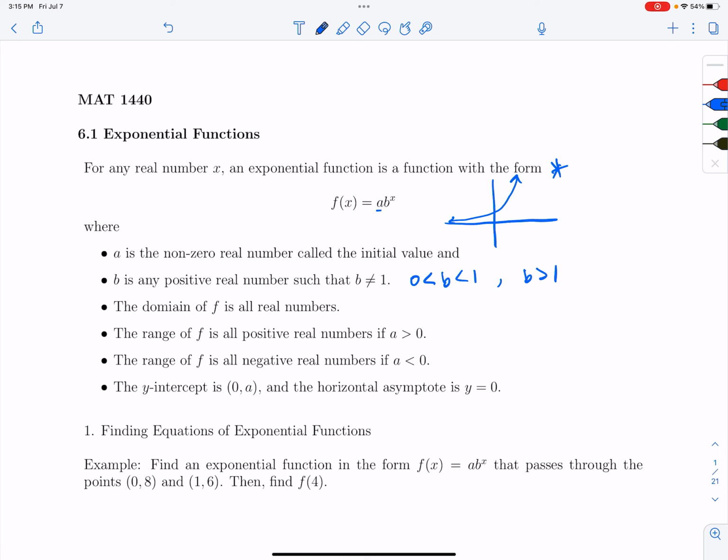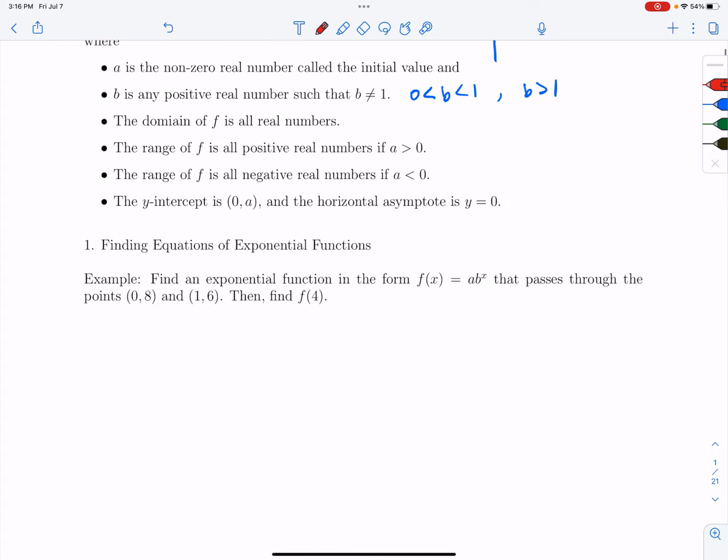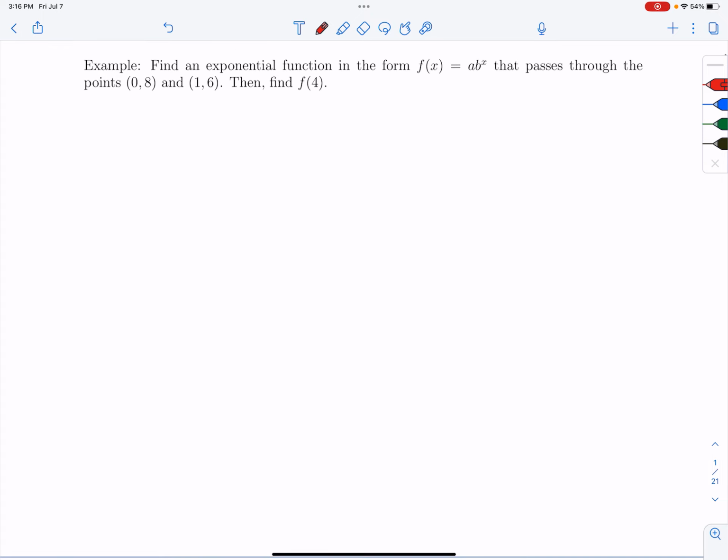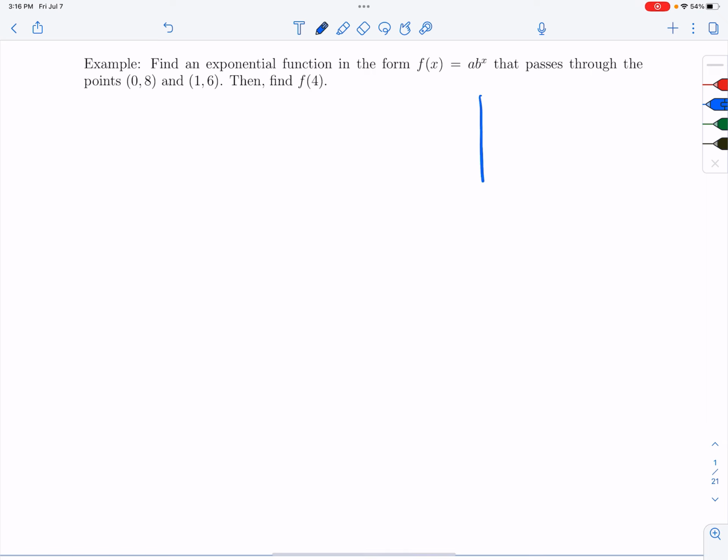And then the y-intercept is (0, a). So this value right here is a. And the horizontal asymptote is y equals 0, so this has a horizontal asymptote on the x-axis. All right, now let's go through how we can find the equation for a function that is exponential. This example says find an exponential function in the form ab to the x that passes through the points (0, 8) and (1, 6).